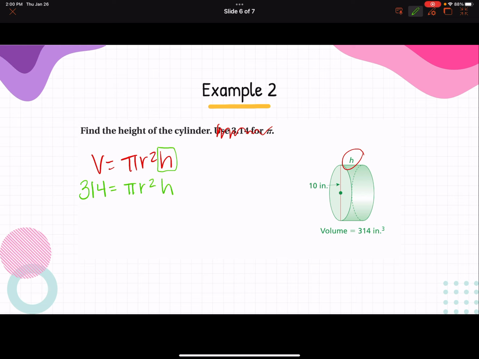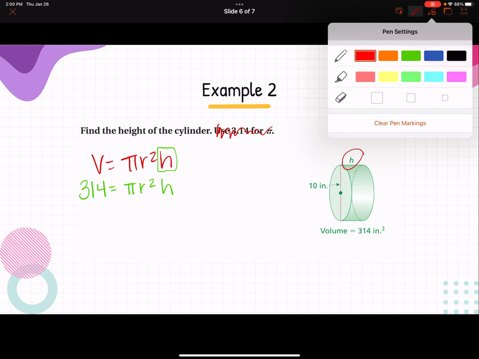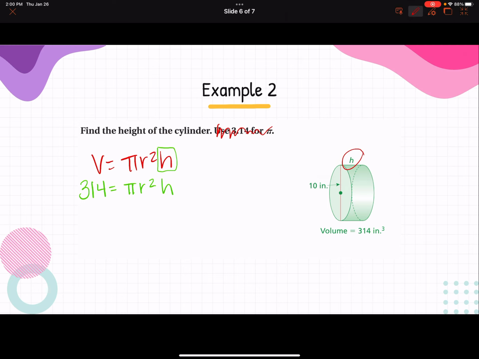Okay, also they are not giving me r, because notice they're giving me what's called the diameter, because this 10 line goes all the way across. The radius just goes halfway across. So I just want half of this. So if the diameter is 10, then the radius, which is just half of that, is going to be 5. So I'm going to plug in 5 for r. So pi times 5 squared times h.